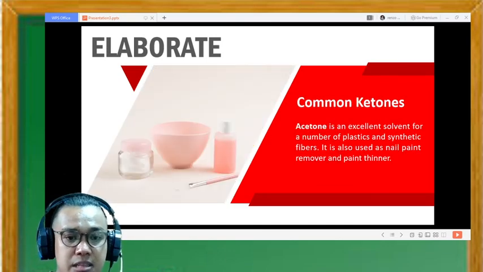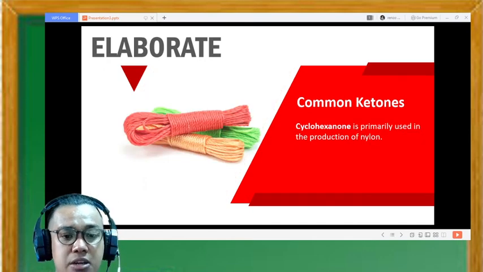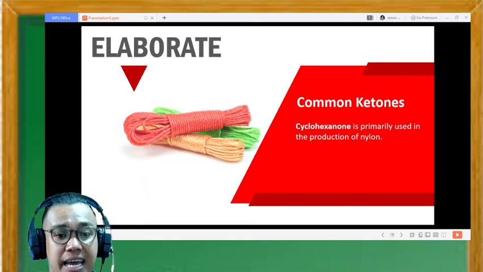For common ketones, acetone is the best example. It's an excellent solvent for a number of plastics and synthetic fibers. It is also used as nail polish remover and paint thinner. Next is cyclohexanone, which is primarily used in the production of nylon.